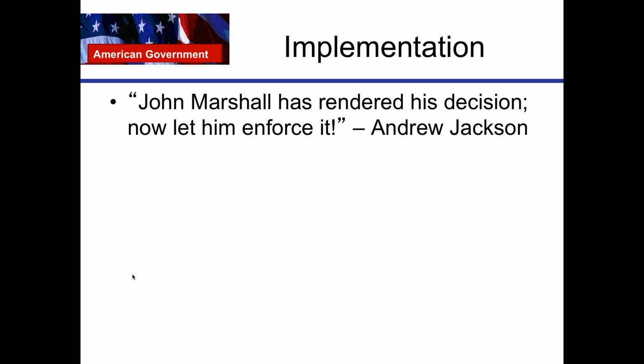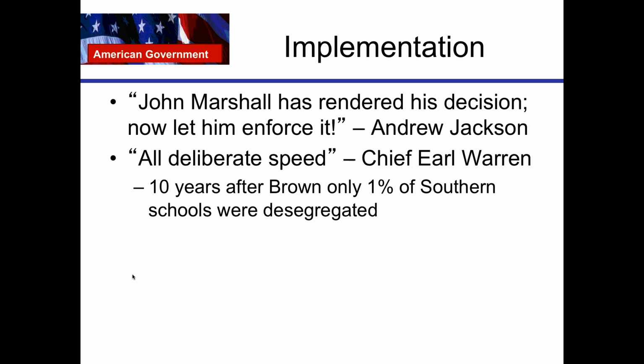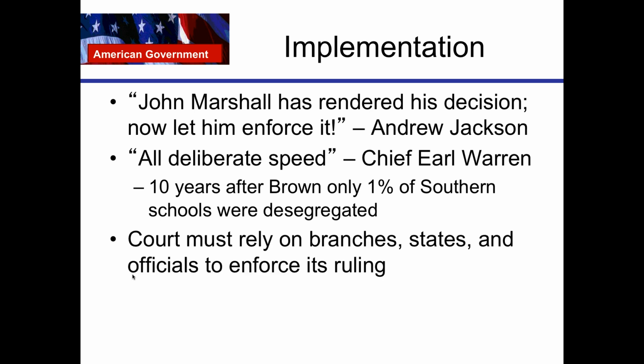Chief Justice Earl Warren said that schools needed to be desegregated at deliberate speed. Yet, 10 years after Brown versus Board of Education, only 1% of Southern schools were desegregated. So courts must rely on other branches, states, and officials to enforce their rulings. This is a big weakness, because courts have difficulty implementing the policies that they decide on.